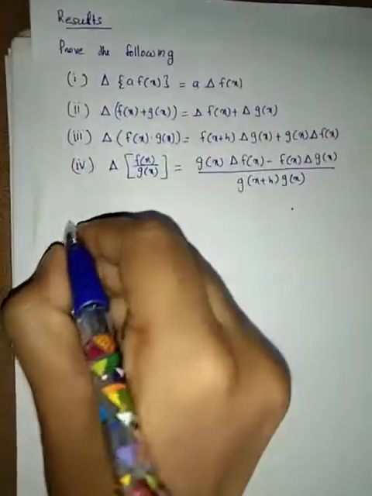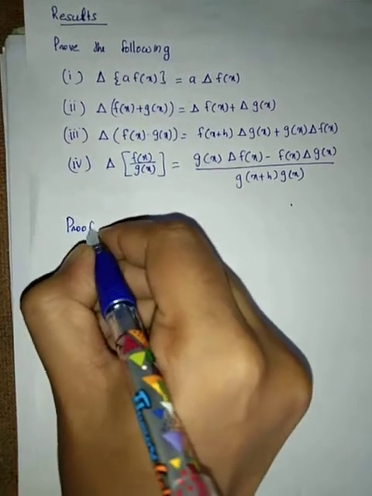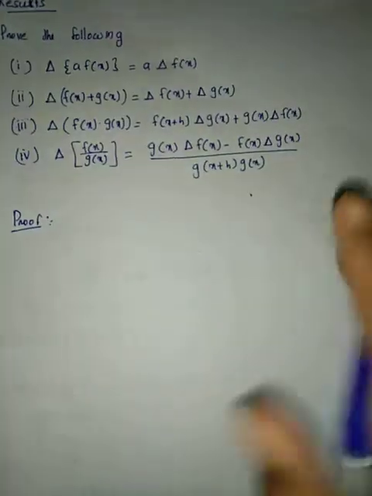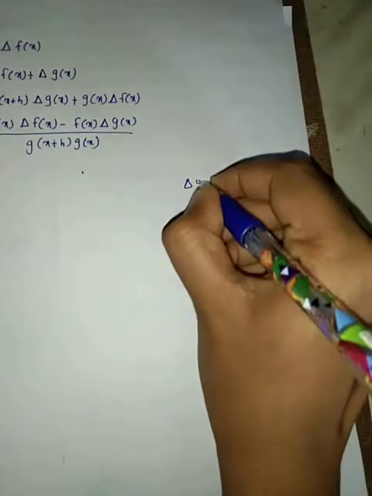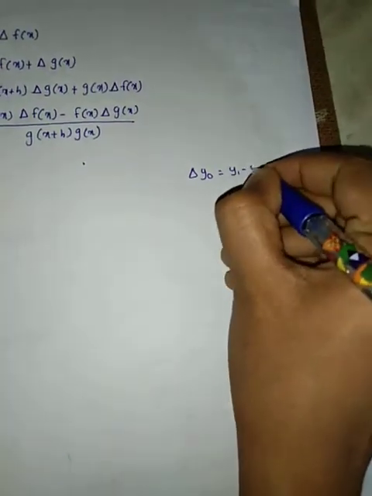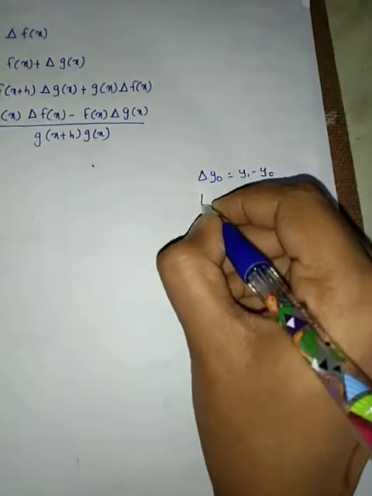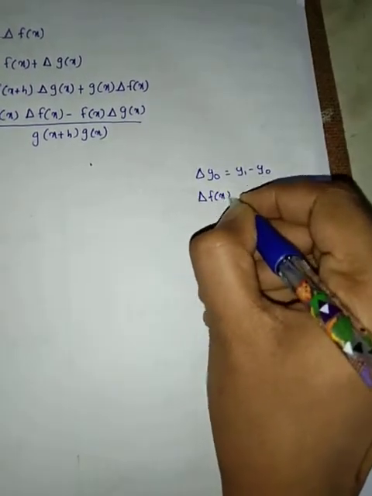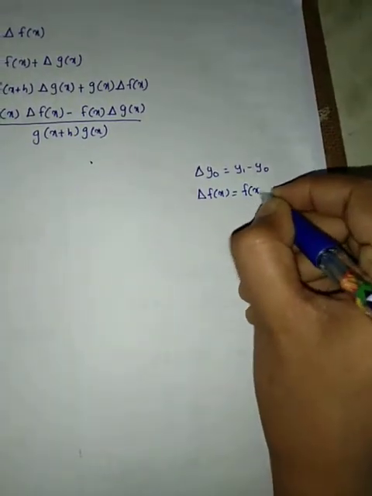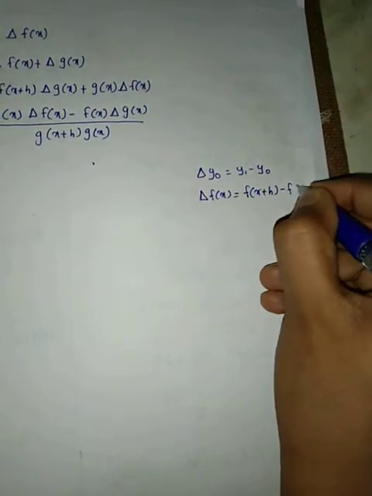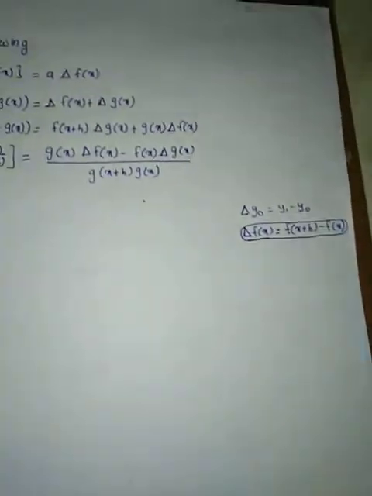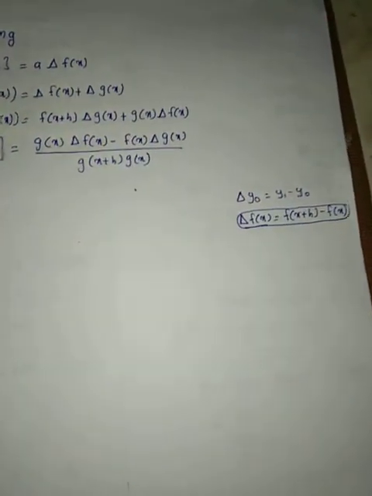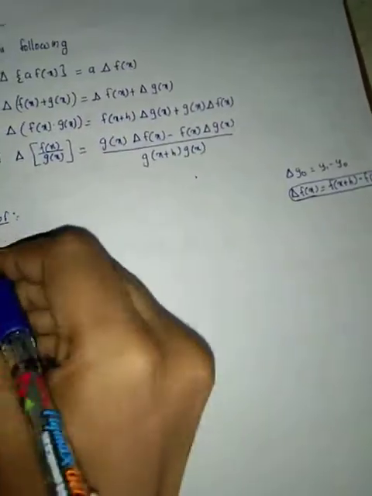First proof. We know that delta y naught equal to y1 minus y naught. In a similar manner, delta f of x can be written as f of x plus h minus f of x. This result is used to prove the first one.